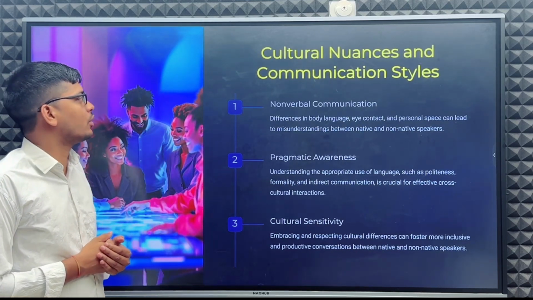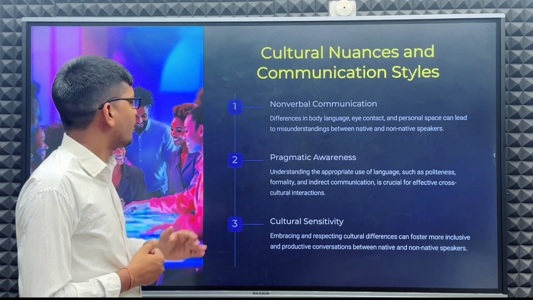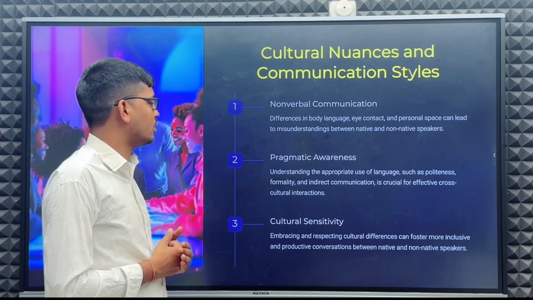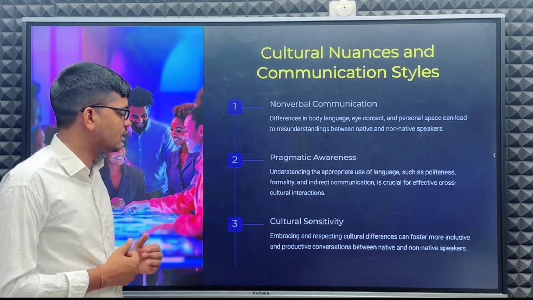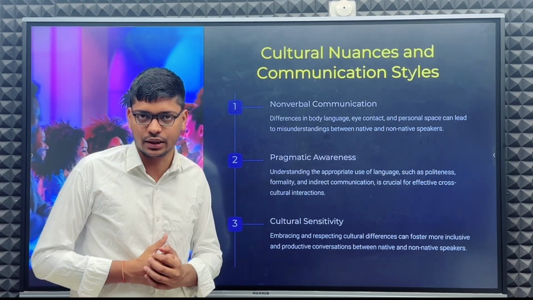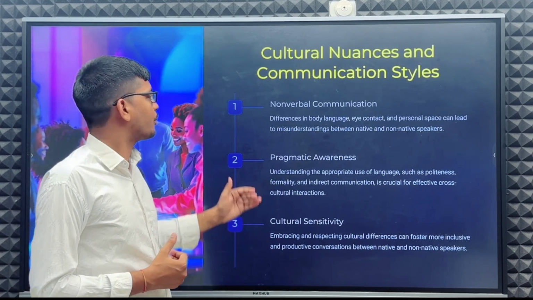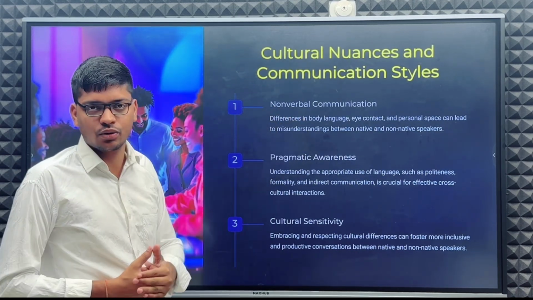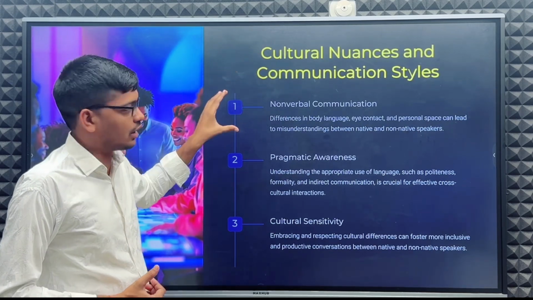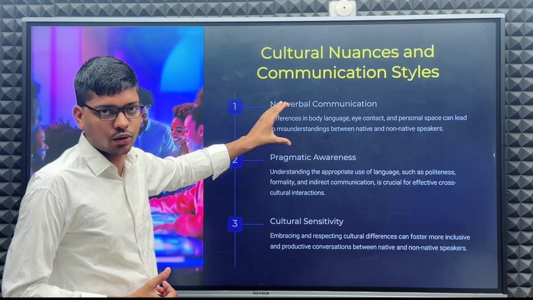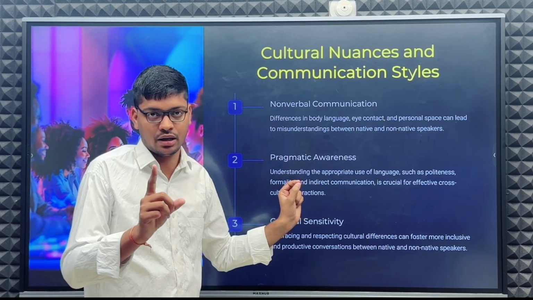Cultural nuances and communication styles. First, non-verbal communication. Second, pragmatic awareness. And third, cultural sensitivity. Okay, so non-verbal communication means differences in body language.